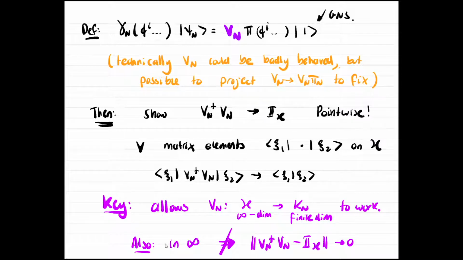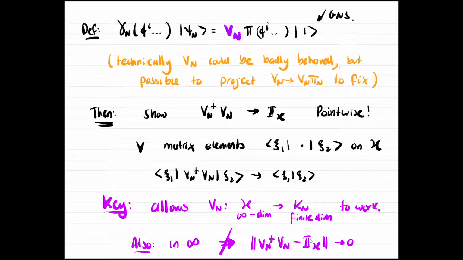And this is the key that allows us to take a map from infinite dimensions to finite. In particular, in infinite dimensions, this pointwise convergence doesn't mean uniform convergence. So that means that if I take the operator norm of the difference between Vn dagger Vn minus the identity, it doesn't need to go to 0.